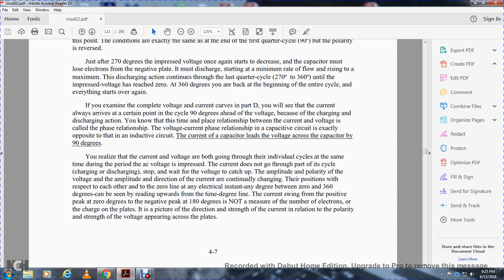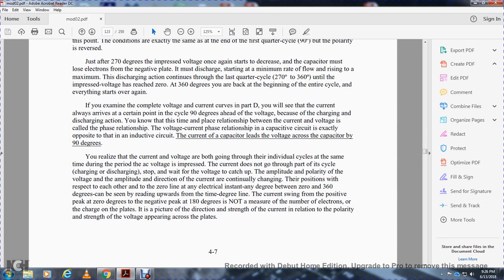You realize that the current and voltage both go through the individual cycle at the same time, during the period the AC voltage is impressed. Current does not go through the part of the cycle of charging and discharging while waiting for the voltage to catch up with the amplitude and polarity. The voltage and current continuously change in amplitude and direction, and at any electrical instant between 0 and 360 degrees they can be read upward from the time degree line.